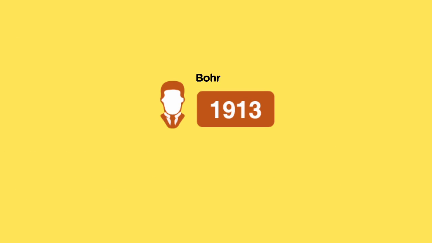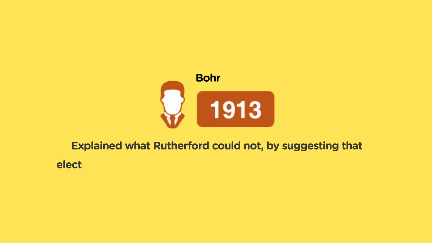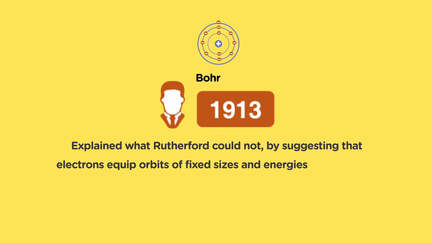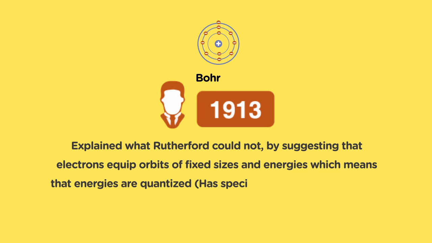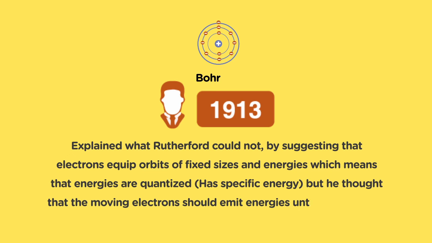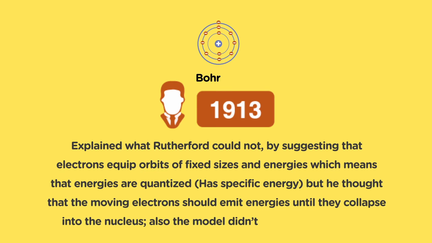In 1913, Niels Bohr explained what Rutherford couldn't by suggesting that electrons occupy orbits of fixed sizes and energies, which means that energies are quantized and they have specific energy. But unfortunately, he thought that moving electrons should emit energy until they collapse into the nucleus. And also his model didn't work for heavy atoms.